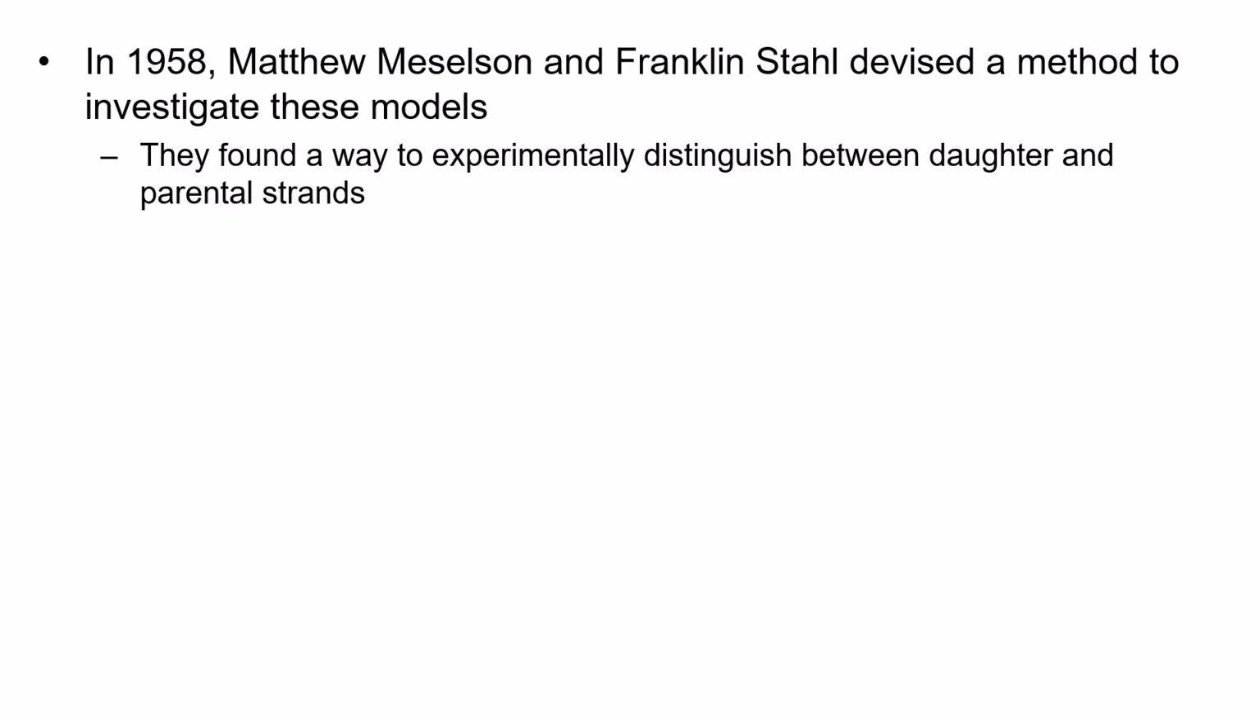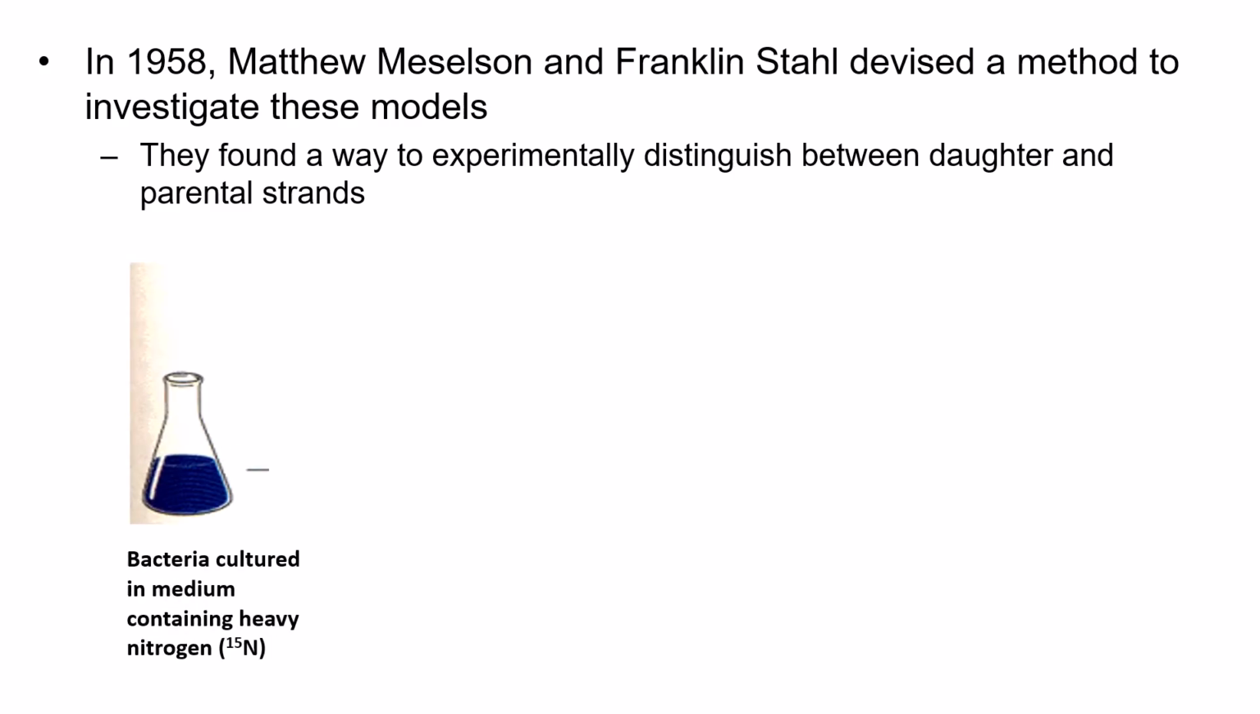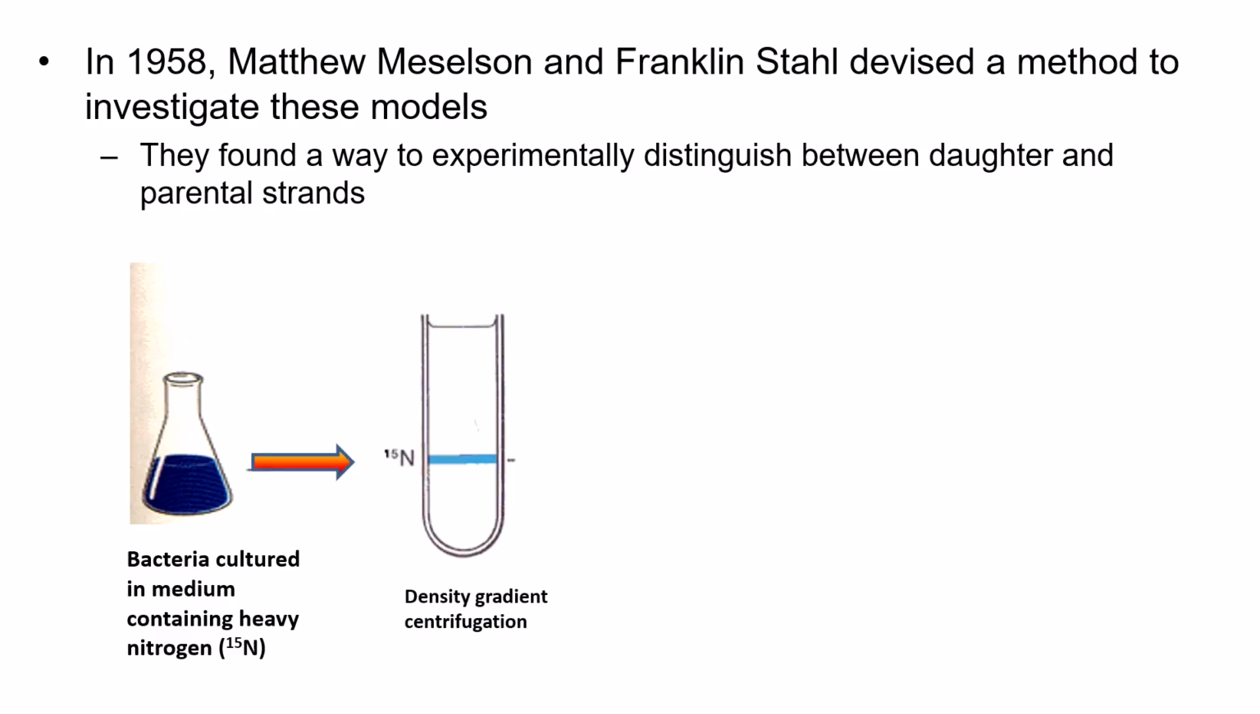Let us try to understand what exactly they did. Supposing we take E. coli as our bacterial culture and grow it in a medium containing the heavy isotope of nitrogen, that is N15 nitrogen. Allow this E. coli to grow and after 24 hours, isolate the DNA and carry out density gradient centrifugation. The DNA will settle at a density of say 1.72.